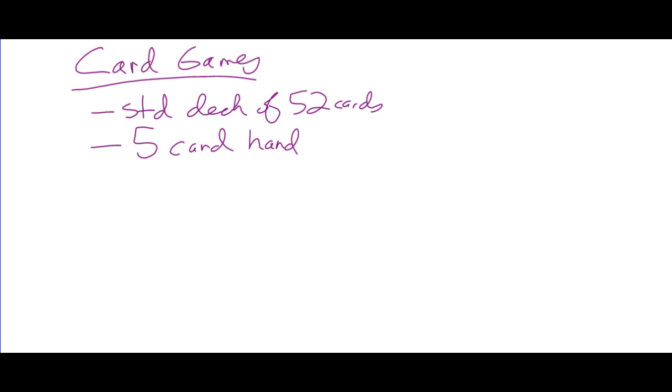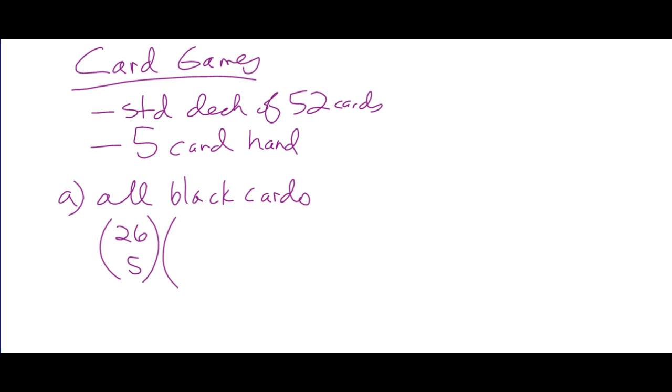Okay, so let's say we're dealing a 5-card hand, and we want to know how many ways can you get all black cards? So the question is, how many black cards are there? 26. How many of them do I want? So that's going to be 26 choose 5. How many red cards are there? How many of them do I want? 0. You don't need to write that. You may not see that written.